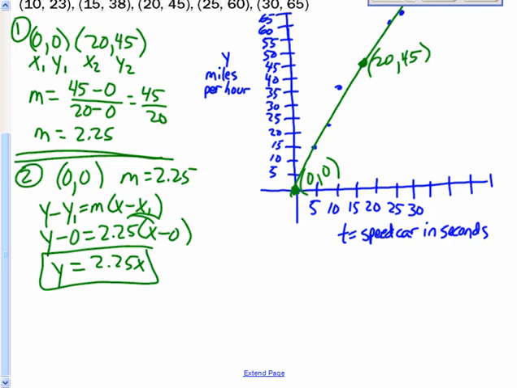Actually, I should say, you notice I'm using t, so I better be consistent with that. y equals 2.25t, where t is time in seconds. Sorry about that. So there's the equation for the line of best fit.